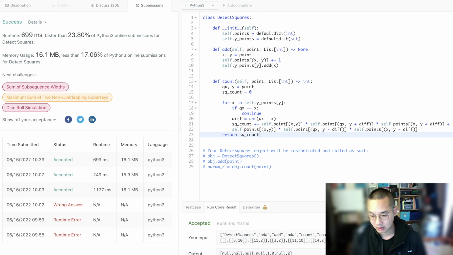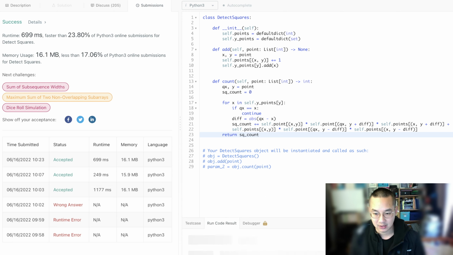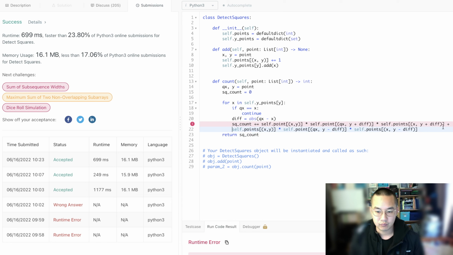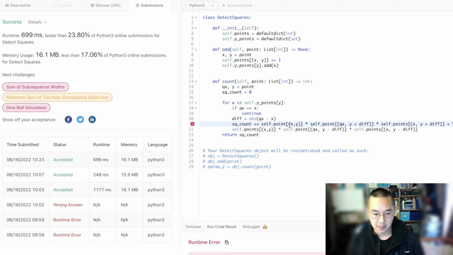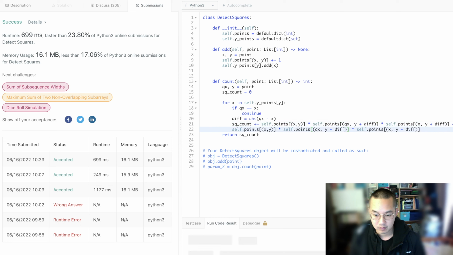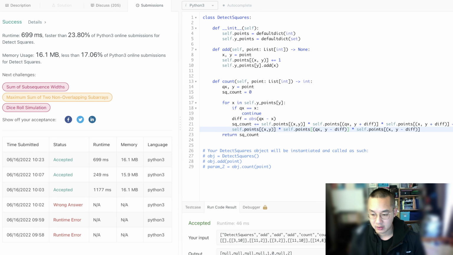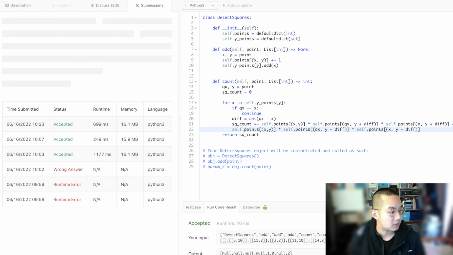I don't know if this syntax is okay because this is my first time doing this type of syntax where I put this on a separate line. Maybe we just do this. Okay, looks like it's accepted. There's no syntax error here. And I think we're ready to go.